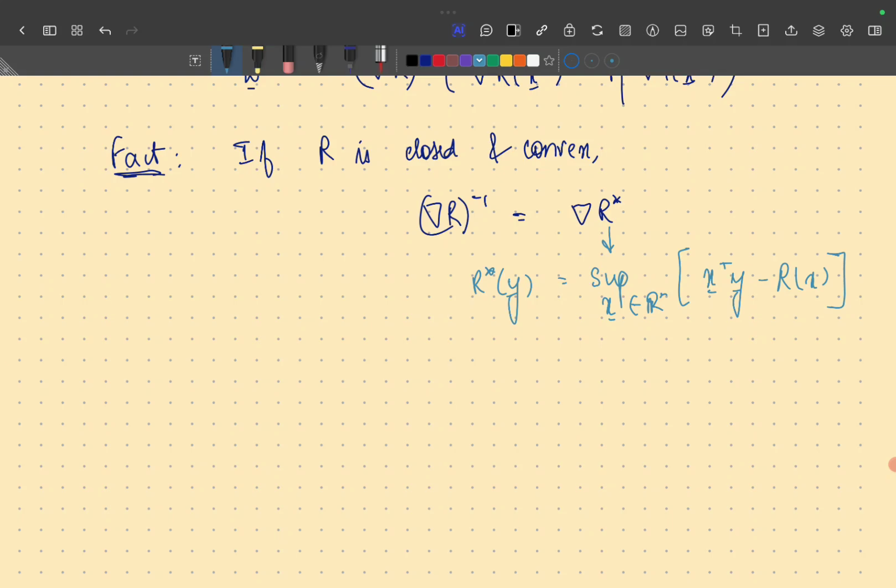Does this mean that if it's closed and convex, then the gradient of R is unitary? No way. What do you mean by unitary? The gradient is a vector, right? Oh, yeah, it's a vector.